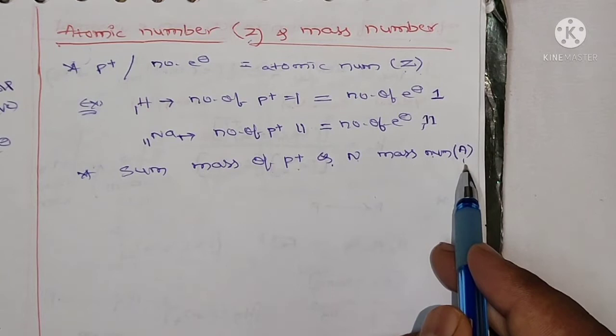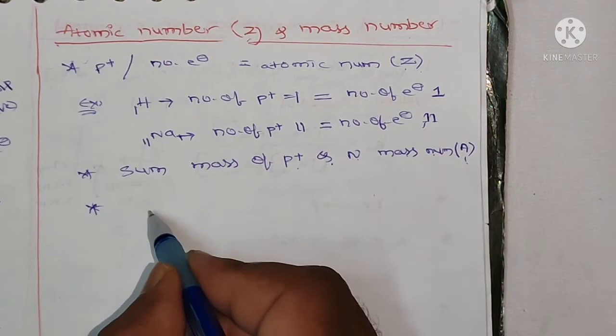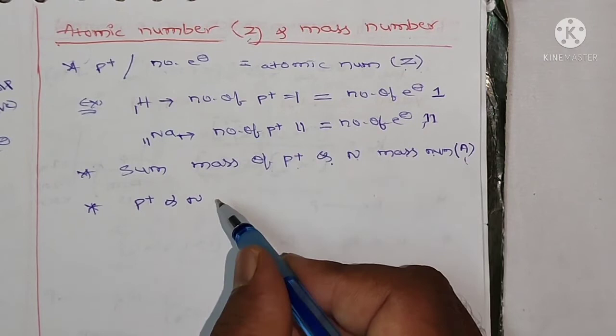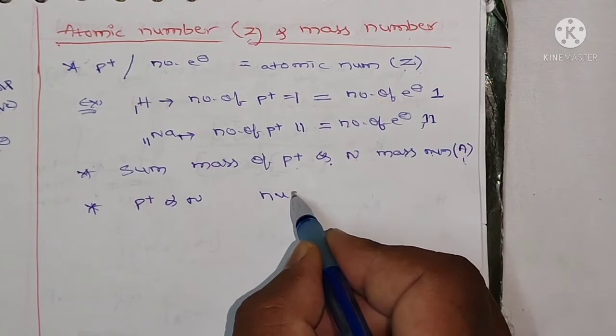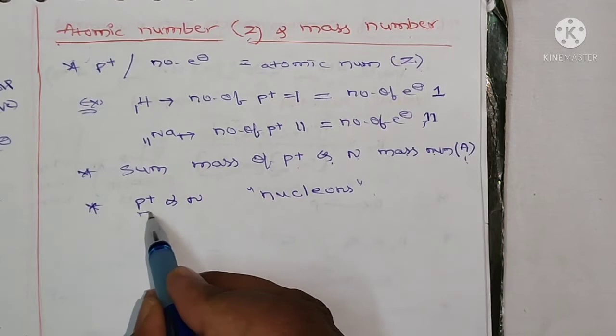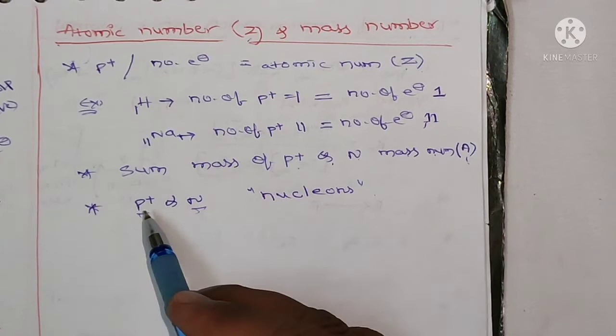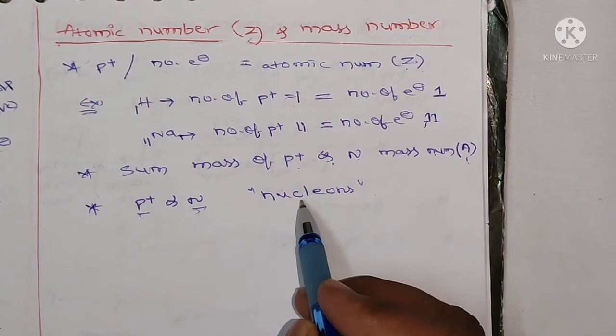And protons and neutrons in an atom are collectively known as nucleons. Protons and neutrons are present in the nucleus, so protons and neutrons in an atom are collectively known as nucleons.